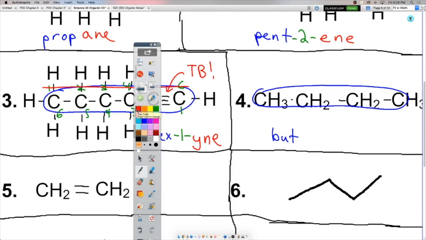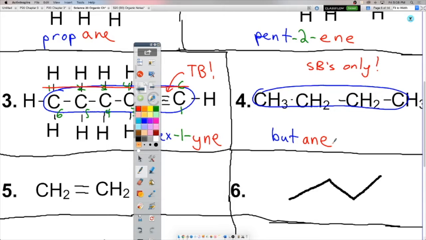Now for our ending, what kinds of bonds do we have? Do we have any doubles or triples? Well, I don't see any. That's a single, single, single. So single bonds only. Okay, which means what ending does it get? Ane, right? We don't have to say where the double or triple bonds are because there are no double or triple bonds, right? So it's just butane.